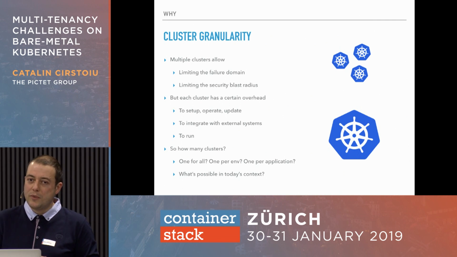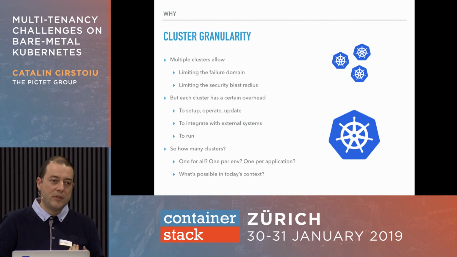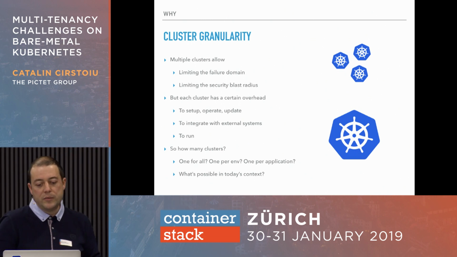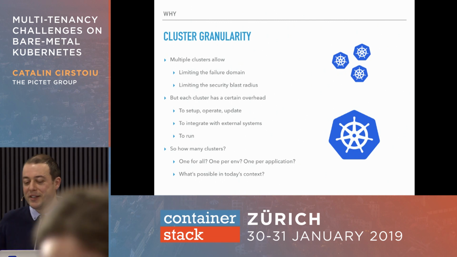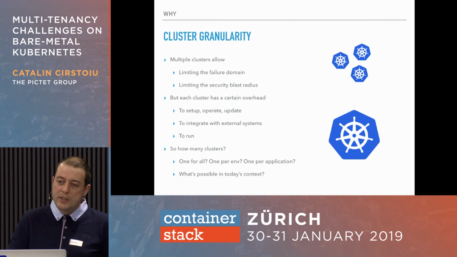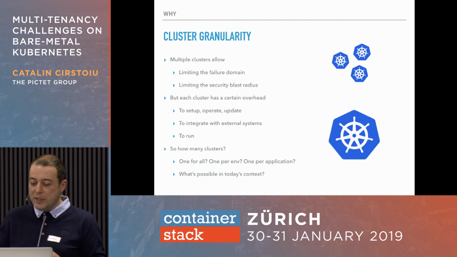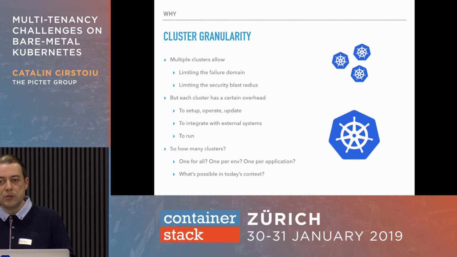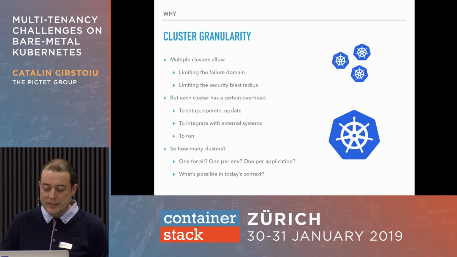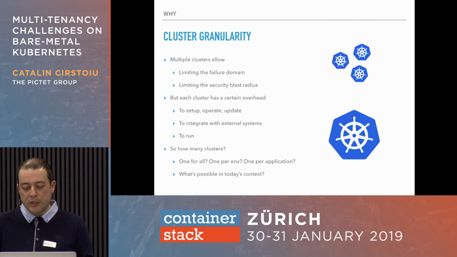From the beginning, there were lots of questions that we asked ourselves about the granularity of a cluster, how many clusters, what's good, what's bad, and how we should implement Kubernetes at Pictet. It's nice to have multiple clusters, because this allows us to limit the failure domain and limit security issues. But all this comes with some overhead. We have to set up more clusters, manage them and update them, so it takes time. It's also a question of integration. It's not just that we deploy the cluster and that's it. It has to be integrated with the rest. If it's not integrated, then it doesn't make sense. And then there is some overhead to run the control plane of the cluster itself. It's not much, but it can be, depending on the nodes.